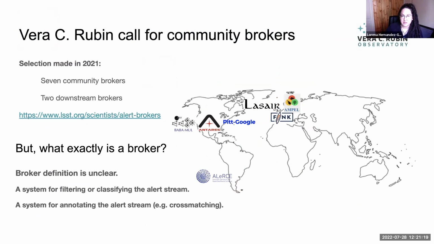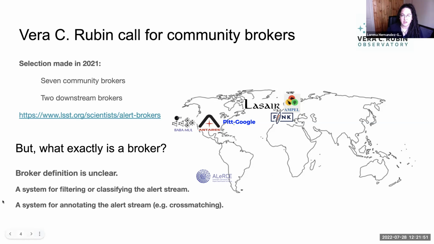So there are 7 different brokers, which you can see in this map. 6 of them are located in the Northern Hemisphere, and there is one, LSST, that is located in Chile. So if you're still asking what exactly a broker is, then I have to say that the definition is unclear, and this depends. There is a minimum service that the broker will give to the community, but then it depends on what the brokers decide to do.